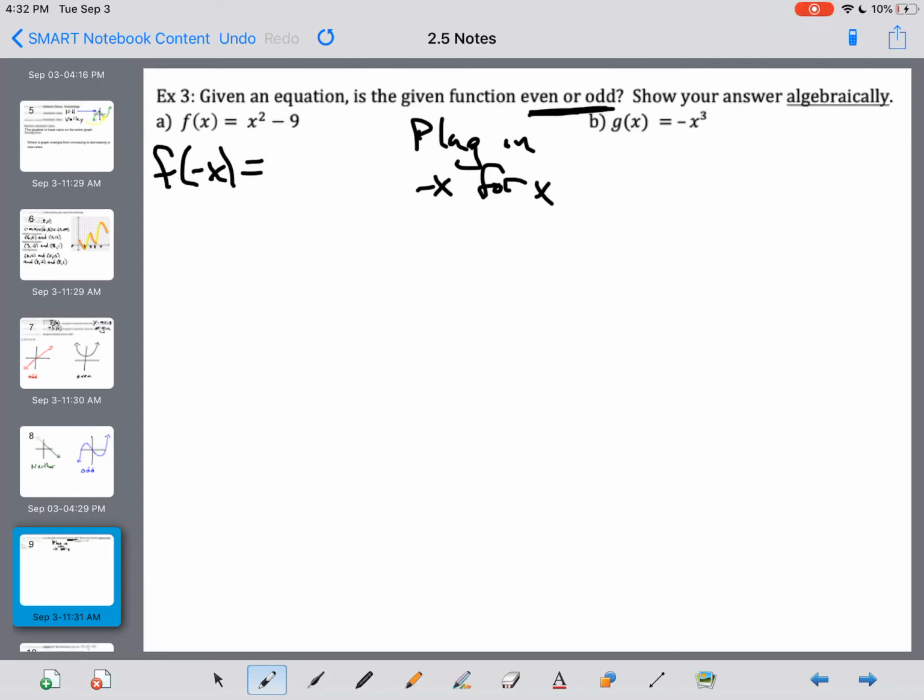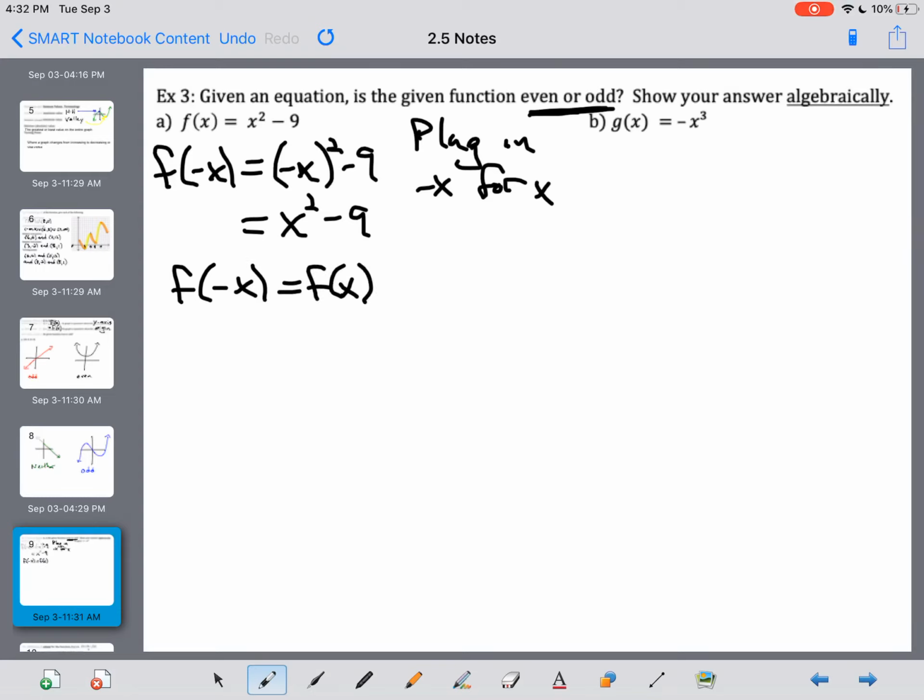So if I plug negative x in here, I'm going to have negative x squared minus 9. Okay, well, negative x squared would just be x squared minus 9. Plugging in negative x, I get the exact same thing as what I started with, right? So here we can say that f of negative x is equal to f of x, right? That means that this function is even, all right? Take a second and give b a try here.